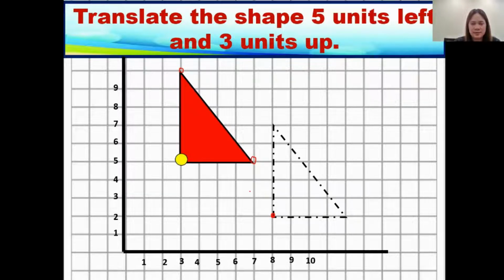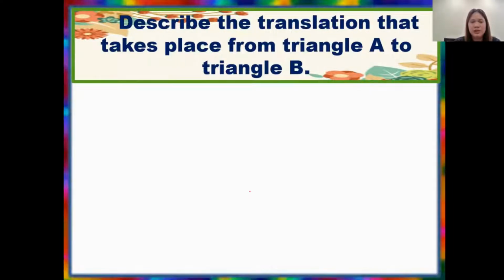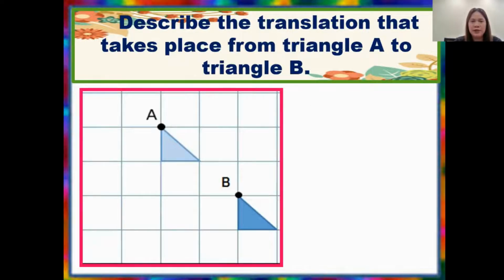Easy? So let's see. How do you describe the translation? Describe the translation that takes place from triangle A to triangle B. Be careful, Year 8, because sometimes they will ask you to describe the translation from B to A. It depends on. So you really have to read the question or the instruction properly and carefully. So we are starting from A and we have to go to B. How many steps to the right and how many steps down? So of course we have 1, we have 2 steps to the right, and we have also 2 steps down.